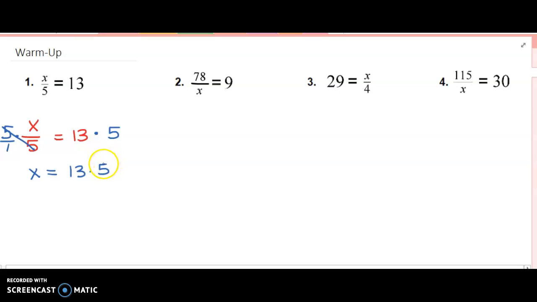So you're just left with x equals 13 times 5. And 13 times 5 is 65. So x then has to be 65. Okay? It shouldn't be complicated. We're going to be using this, and I want you to be comfortable with it.